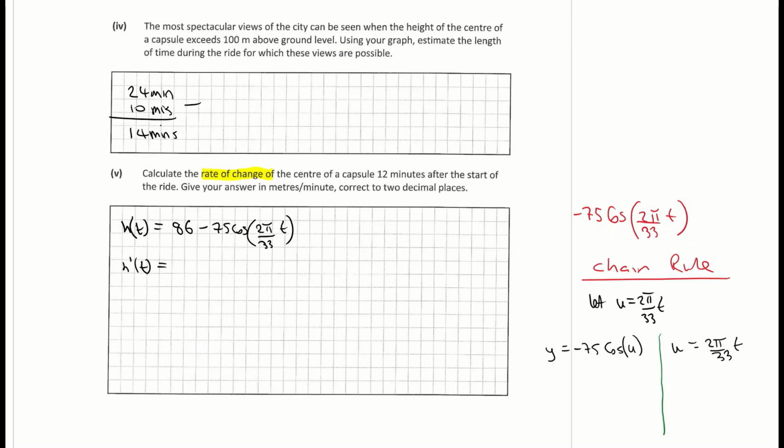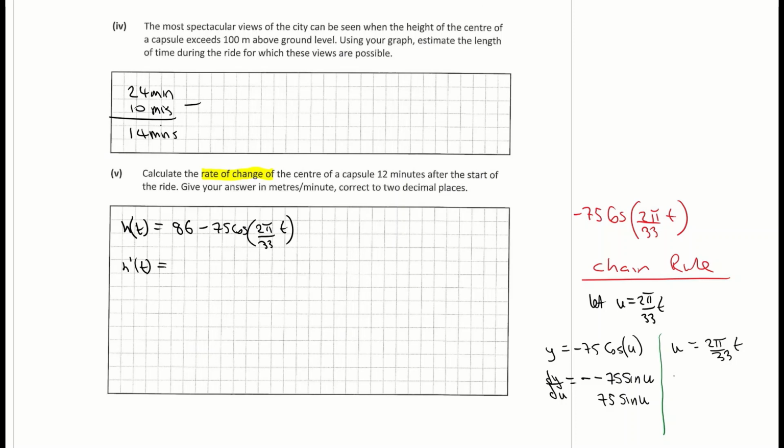Differentiating the first part, let's just give this a name. I'm going to give it the function y. So differentiating y, so that'll be dy du, is equal to, well, differentiating cos becomes minus sine. So I have a negative from the question and I have a negative from the derivative. So that becomes a double negative. Sorry, I forgot my 75 there as well. So minus 75 sine of u. The two negatives will become a plus. So 75 sine u.